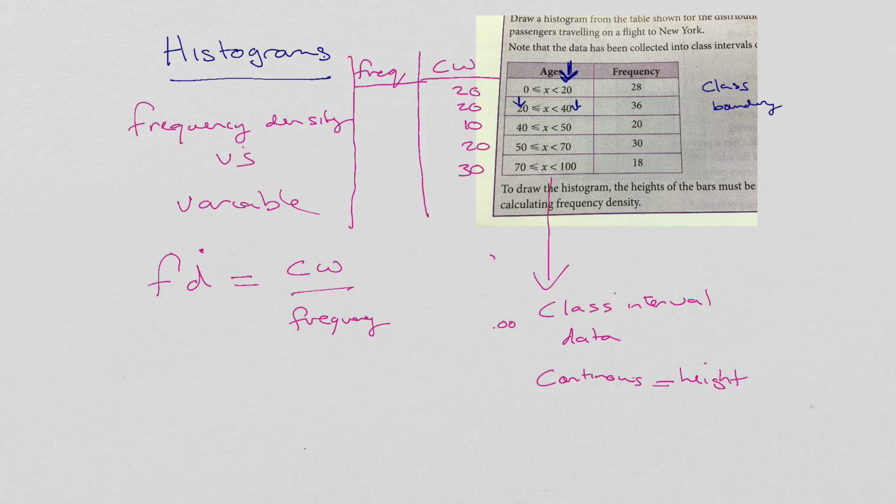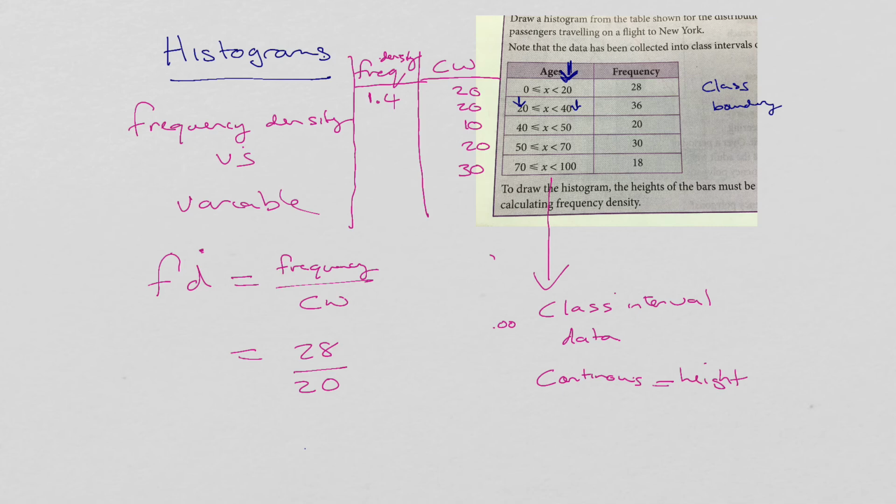And then you're going to take your class width, which in this case is 20, and you are going to divide it by, actually I'm giving the formula the wrong way around, I'm sorry, let me just switch it around. It's frequency divided by class width, not the other way around, sorry. So you're going to take your frequency, which is 28, and divide it by the class width, and get 1.4. That is now your frequency density. For this one, it's going to be 1.4.